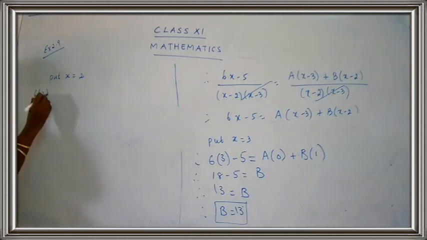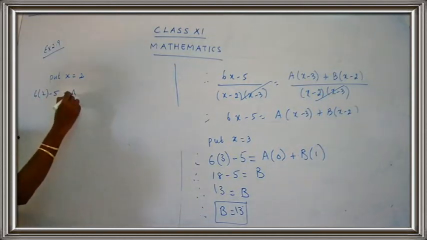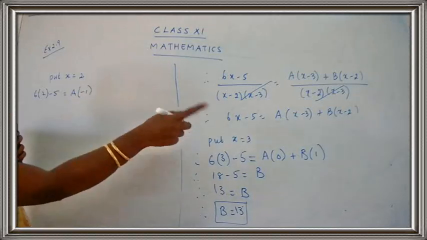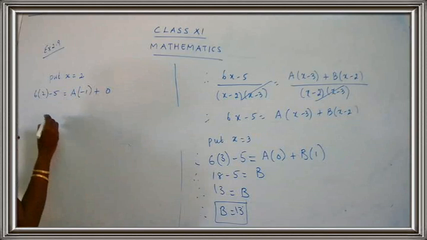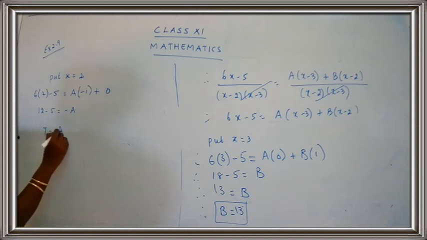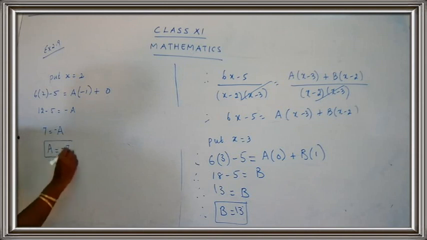So 6 into 2 minus 5 is equal to A. 2 minus 3 is minus 1, 2 minus 2 is 0. So that's totally 0. So 12 minus 5 is equal to minus A. Actually here the answer was 7, yes. So I have just replaced it. So A is equal to minus 7.